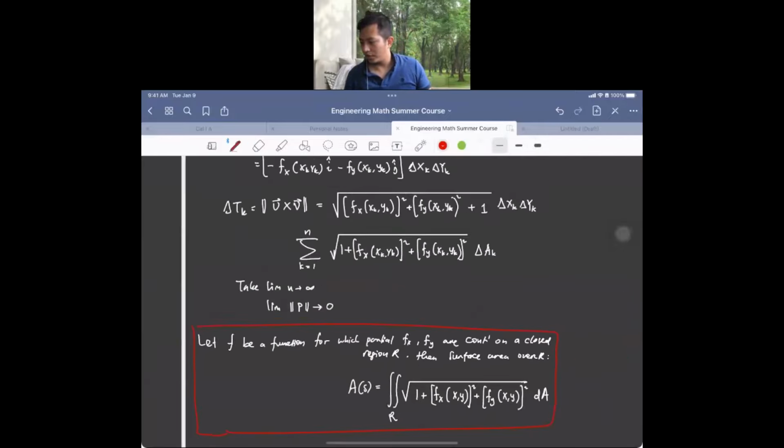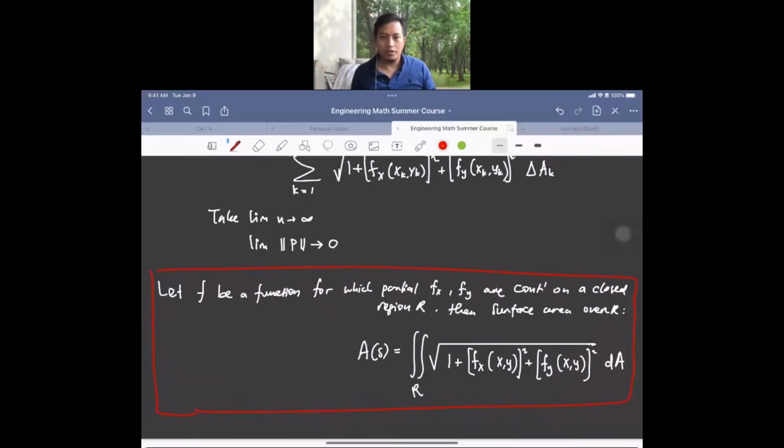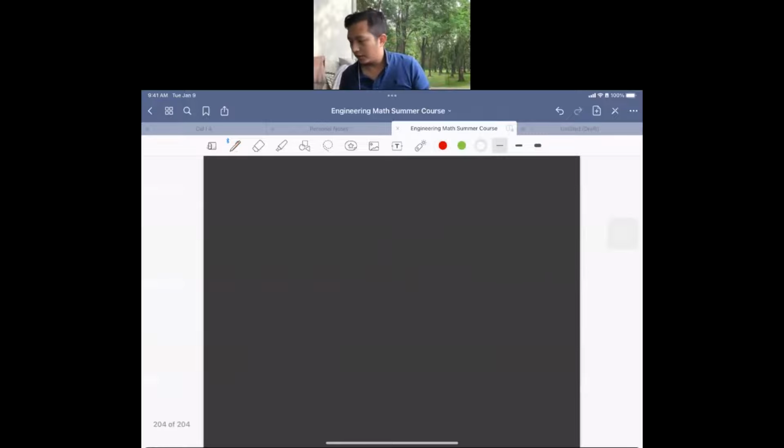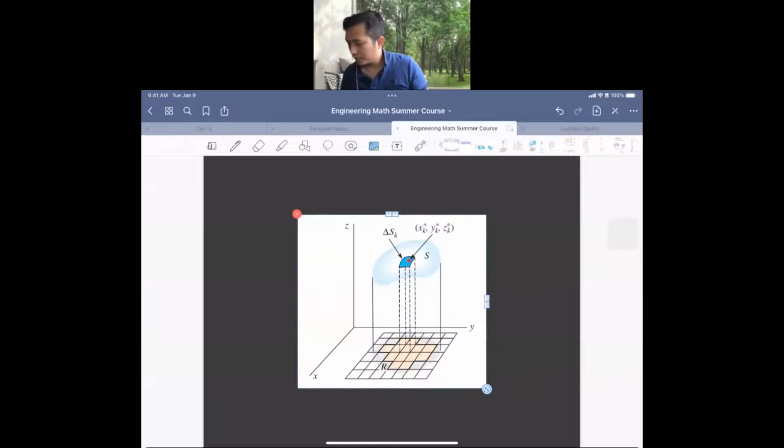Maybe, if you want to take notes, I think you can just take notes of the last part here, just the surface area. And then we start the surface integral by taking, where is the, oh here.